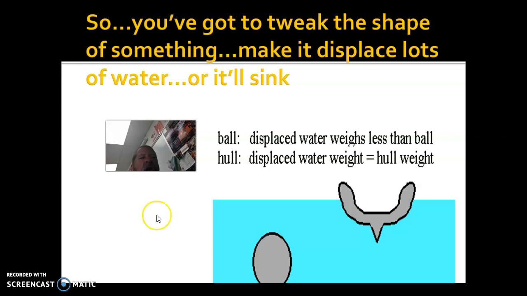So if you change the shape of something, you can actually get it to float. Okay. So the displaced water, if it weighs less than the ball, then the ball's going to sink. But if the displaced water weighs more than the ball, then it's going to float. So you have to make a shape that will displace a lot of water. The force that's holding the water up is called the buoyant force.